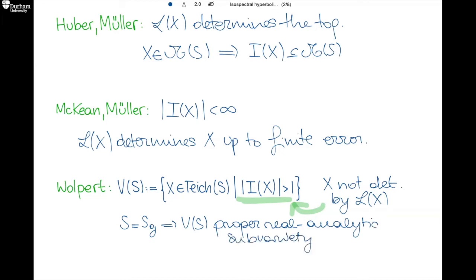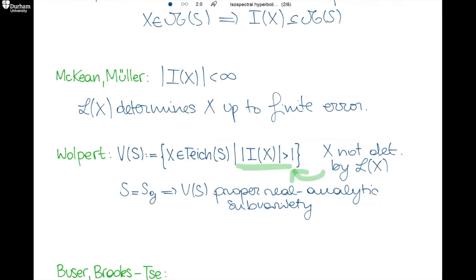So this is a very nice result. But the main thing I want to take out of this is that this is a positive codimension space. So this is telling me that in a sense, a generic surface is determined by its length spectrum. So if X is generic, outside of something of positive codimension, it is determined by its length spectrum.